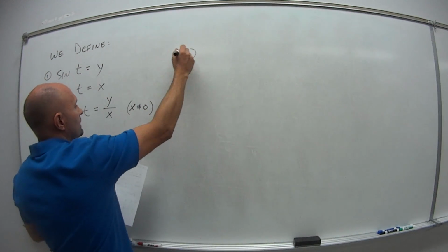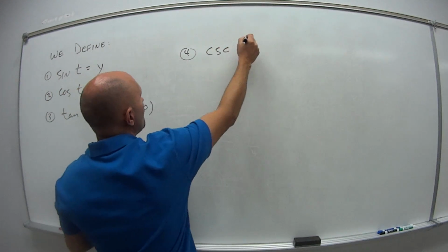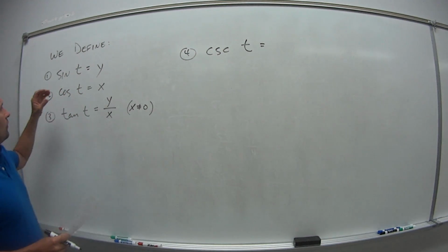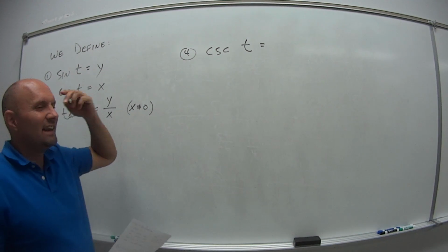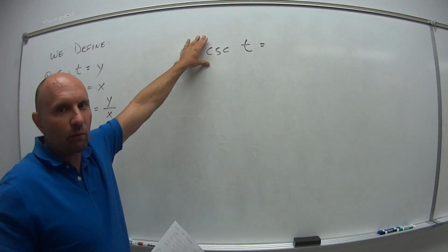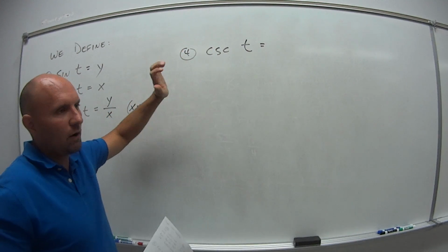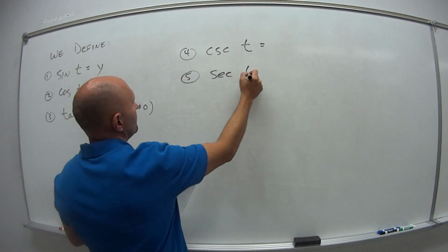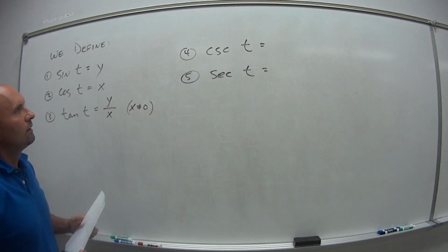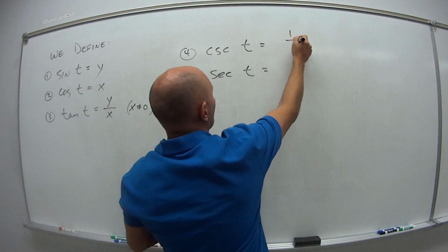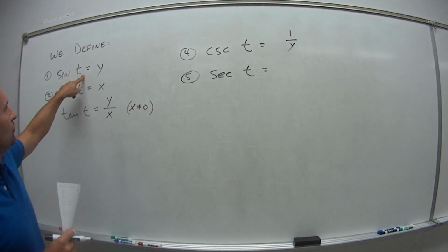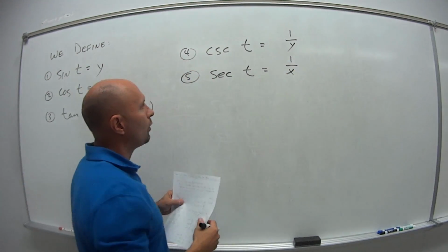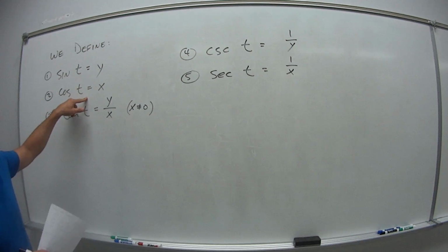Then we have the last 3. The first of these is cosecant of t. We have cosine, and the natural assumption is to say, oh, that relates to cosecant. I'm going to tell you now, no, it doesn't. The other one we have is secant of t. Cosecant of t is 1 over y, so that's related to our value for sine. Secant of t is 1 over x, so that's related to cosine.